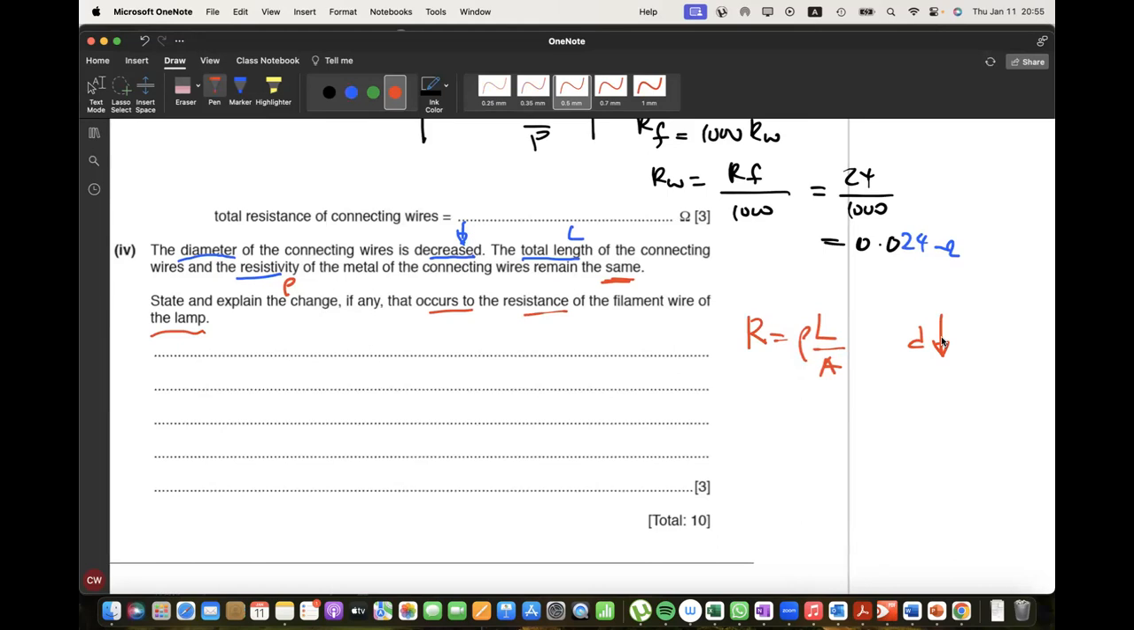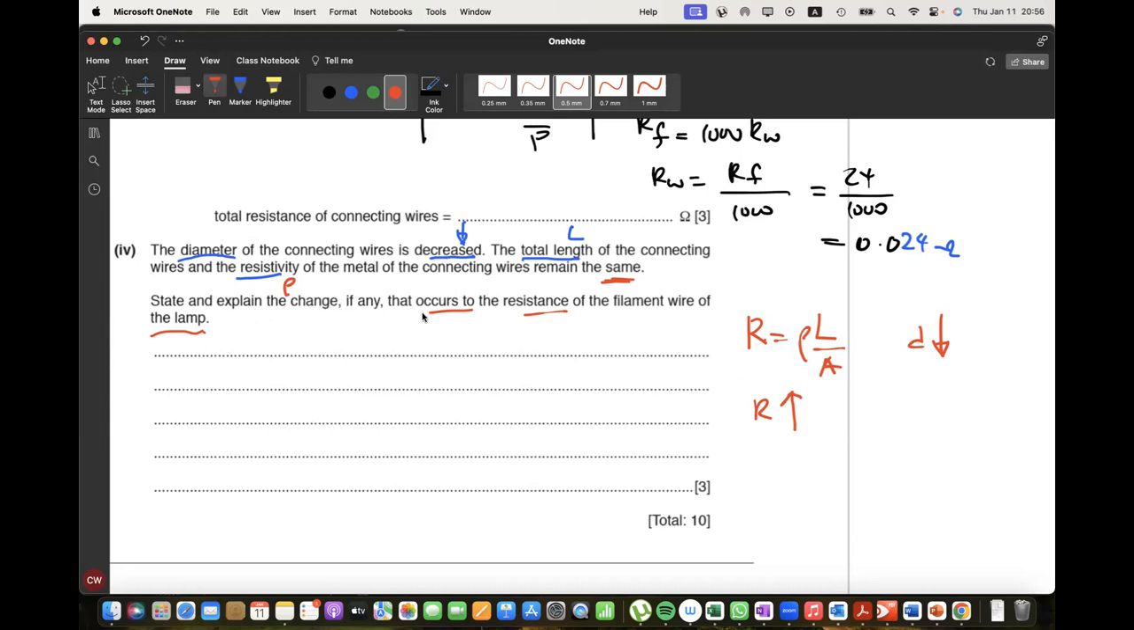Length of the wire remains the same. This is about the connecting wire. Right now, this one, the diameter, that means this one becomes thinner. If this one becomes thinner, resistance of the connecting wire should increase for the connecting wire. Total resistance, everything is the same. Wire is the same, diameter decreases.